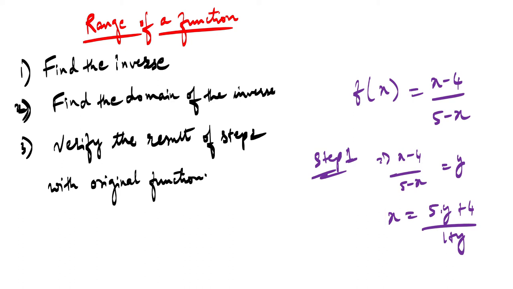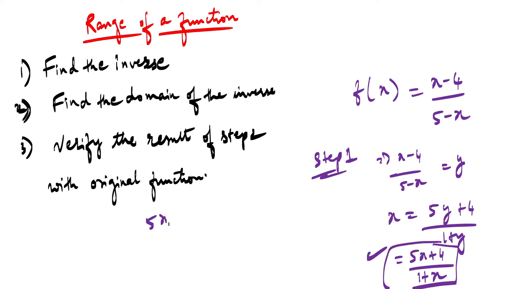Now just substitute x wherever there is y. So that we'll get (5x plus 4) by (1 plus x). This is my inverse. First step is completed. What about the second one? What is the second step? Step 2 is to find the domain. We have to find the domain of this inverse function.